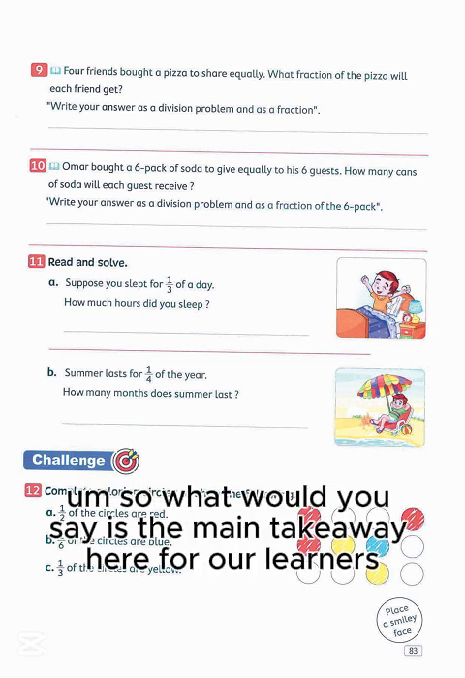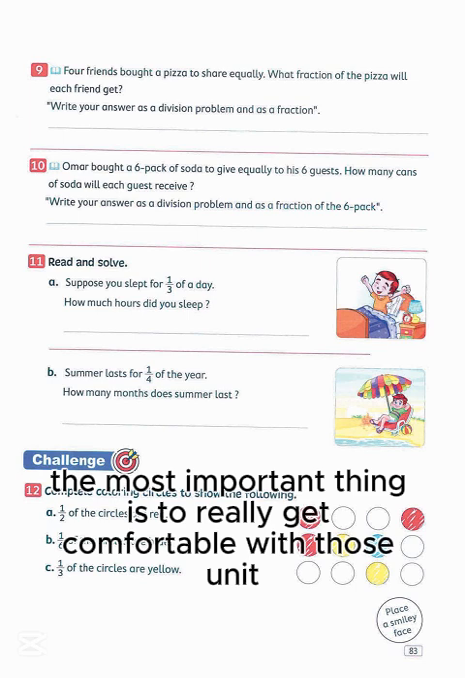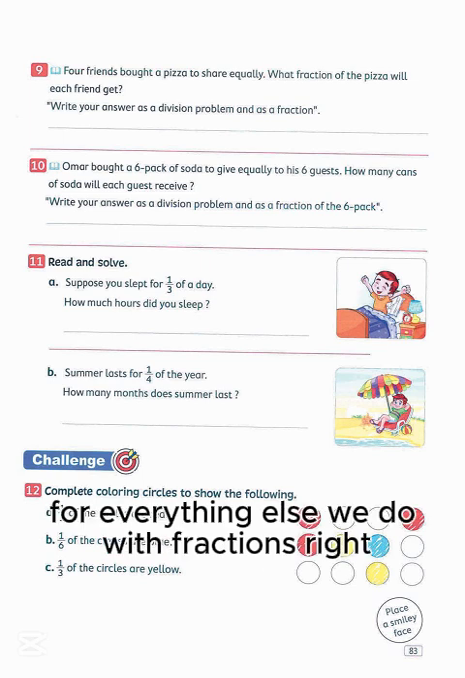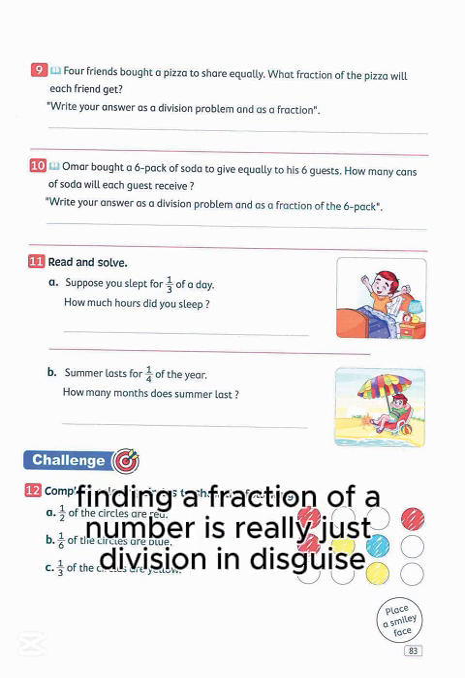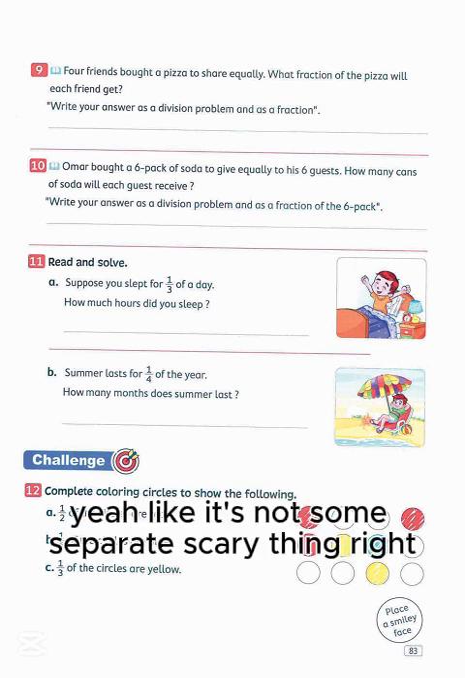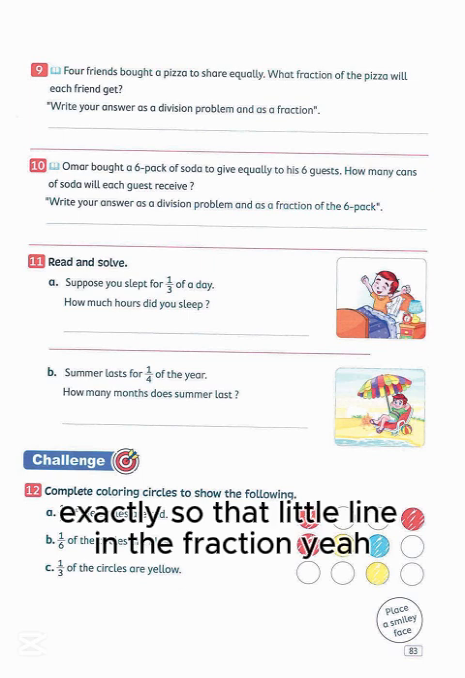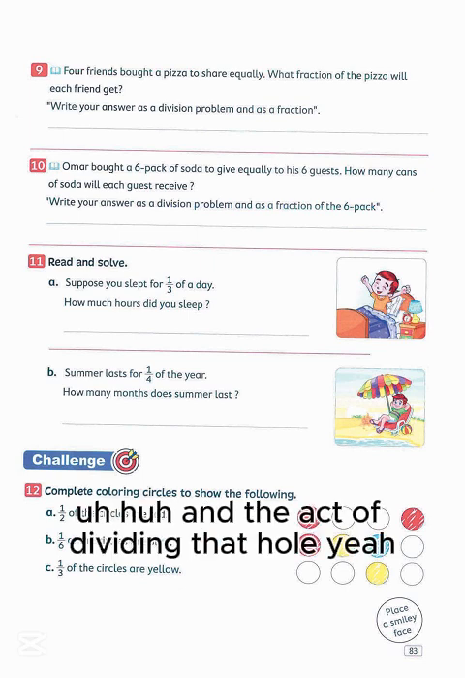So what would you say is the main takeaway here for our learners? Well, I think the most important thing is to really get comfortable with those unit fractions, because they're the foundation for everything else we do with fractions. And then once you have that foundation, it's really important to see that finding a fraction of a number is really just division in disguise. It's not some separate scary thing. It's just something we already know how to do, just another way of looking at it. So that little line in the fraction is a powerful symbol, because it represents both a part of a whole and the act of dividing that whole.